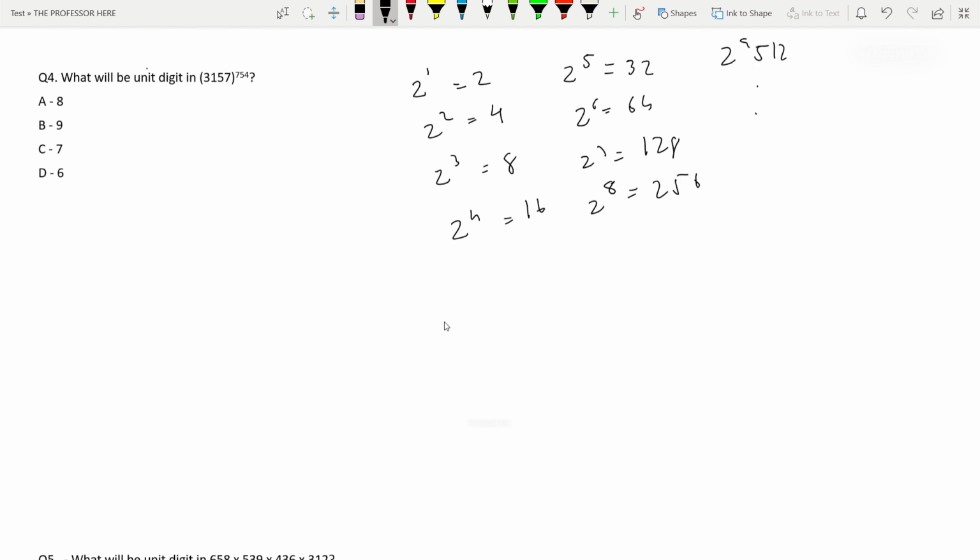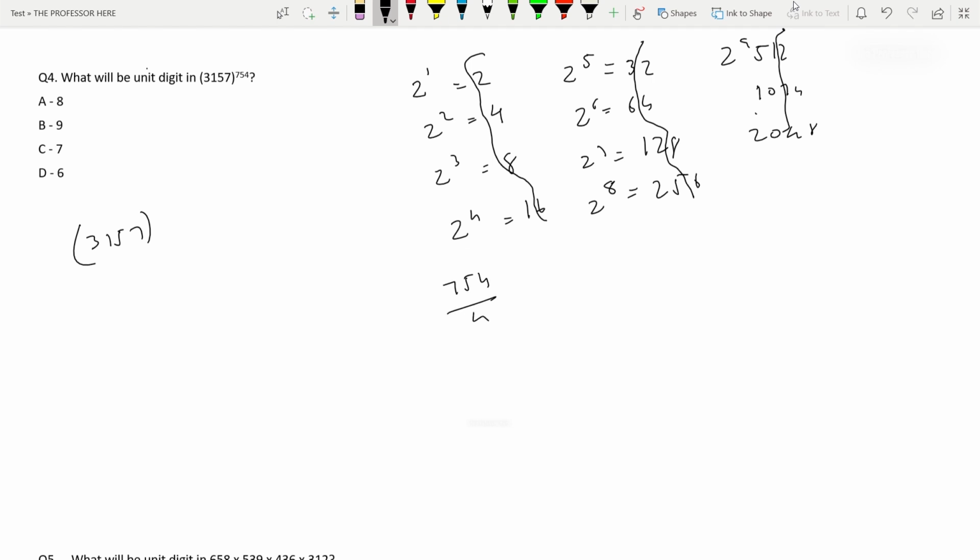If you observe closely, you can see that there is a pattern. The unit digit is 2, 4, 8, 6. Again 2, 4, 8, 6. If you look further, it will again have the same pattern: 2, 4, 1024, 2048 and so on. And this is true for all the numbers. You can check other numbers and see whether my explanation matches. So whenever you increase the number's power by 4, the unit digit remains the same. So here, 3157 all raised to 754, let's write 754 in terms of 4.